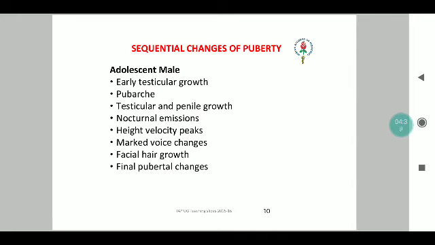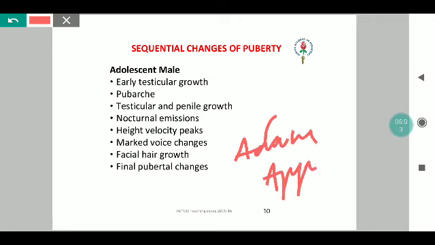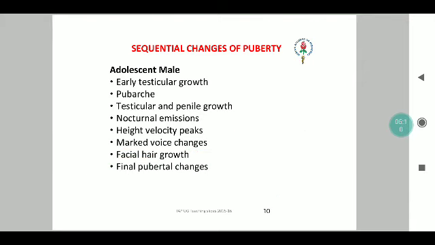There are certain sequential changes which occur in puberty. If you do consider that in an adolescent male, it is early testicular growth, testicular as well as penile growth, nocturnal emissions, peak in height velocity, voice changes, the development of Adam's apple. Adam's apple is nothing but a prominent cartilage. So Adam's apple becomes prominent. Apart from which, there are male pattern of facial hair growth and final pubertal changes also occurring.